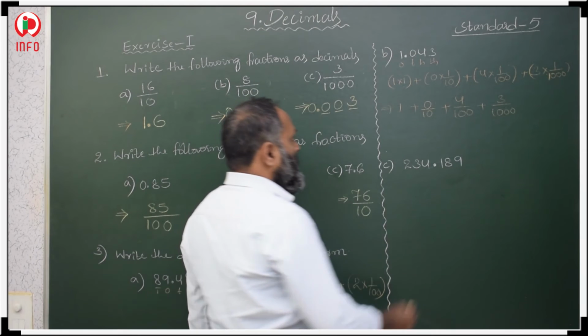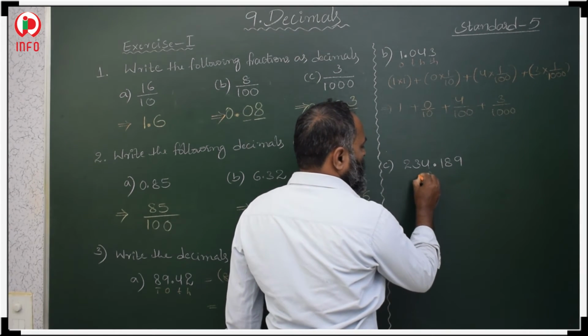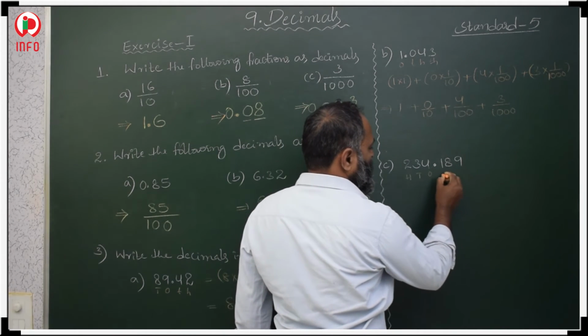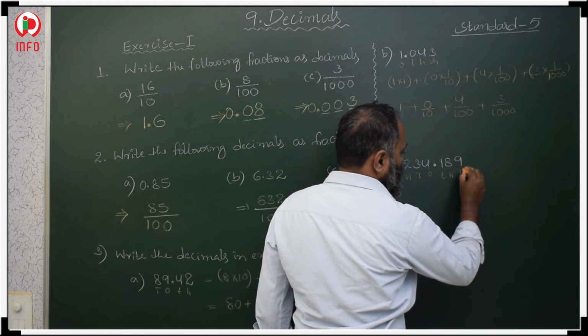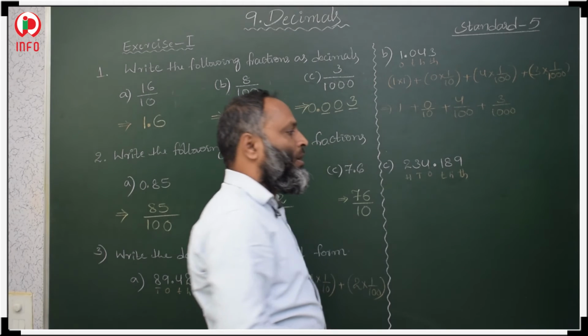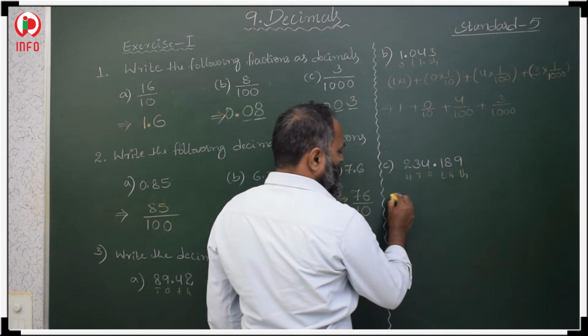Next, here ones place, tenths place and hundredths place. Here tenths place, hundredths place, thousandths place. 2 is in the hundredths place, 2 into 1 by 100.